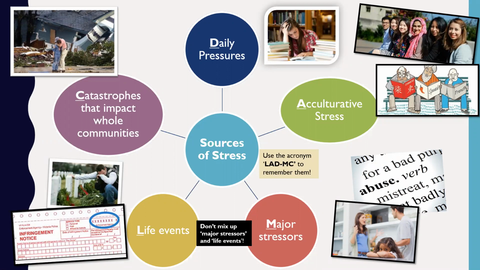Okay, gotcha. Major stresses. So major stresses are more traumatic. They're stuff like abuse. They're things that are very disturbing and distressing in nature. Life events are different from major stresses because life events happen to almost everyone. Major stresses don't happen to everyone. Not everyone will experience domestic violence or see their parents getting divorced, but everyone will at some point or other experience the loss of a loved one. They might get a fine. These are more common. And catastrophes that impact whole communities are things like natural disasters like earthquakes, or man-made disasters like wars and civil conflict. So that's what a catastrophe is.